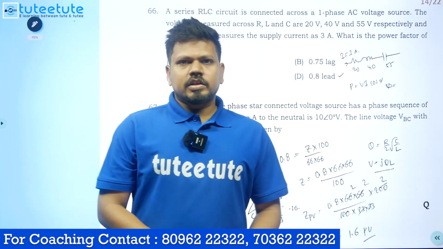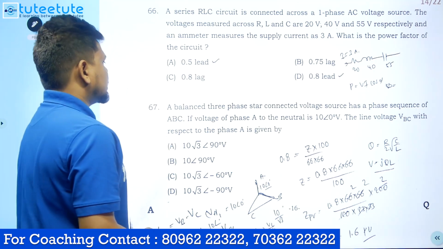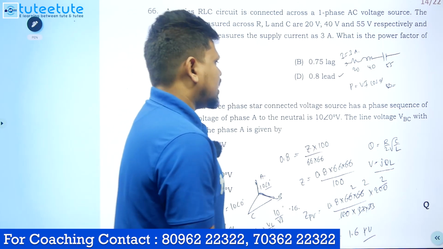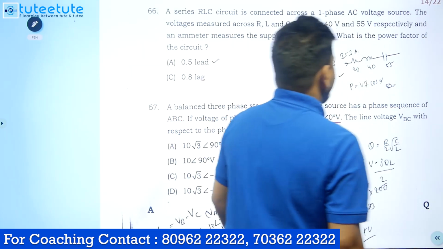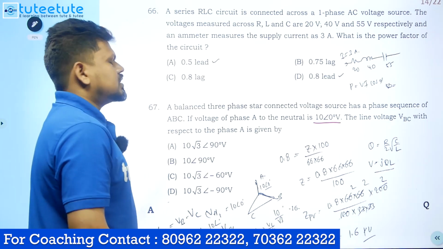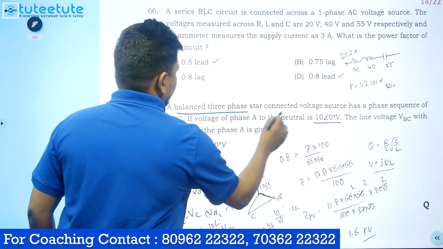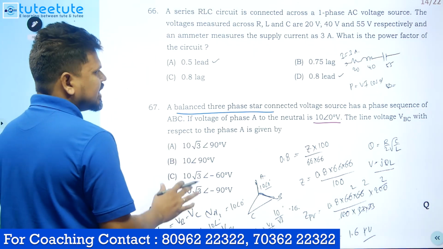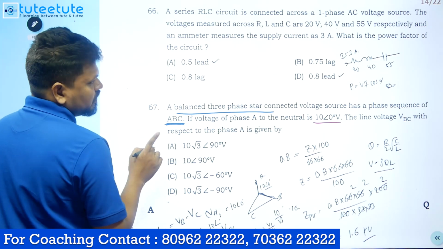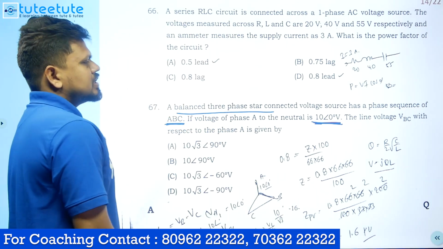Okay, and the next question is, a balanced 3-phase star connected voltage source has a phase sequence of ABC. If the voltage of phase A to the neutral is 10 at an angle of 0 volts, the line voltage VBC with respect to the phase A is given by. They have mentioned it is a balanced 3-phase star connected load, so we have the phase sequence also. They have given only one thing first, a phase voltage, that is 10 at an angle of 0.